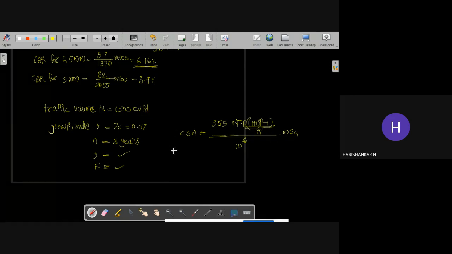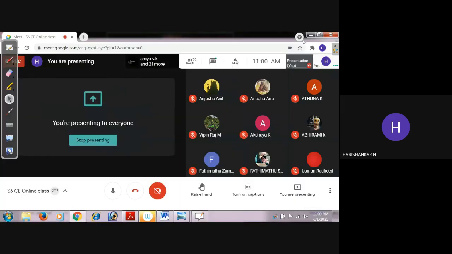That value you can locate in the graph. In the graph you have various thicknesses for the corresponding CBR value and the cumulative standard axle values. So here you will get the thickness. The combined thickness you can find out. Here you need not do the calculation. You can simply take the thickness from the graph. I hope it's clear, this question.